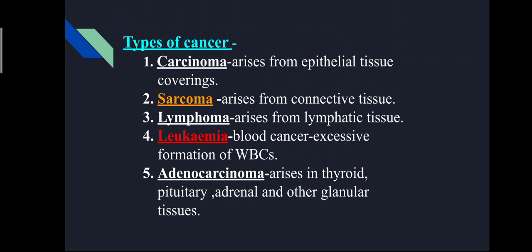Then the second type, that is known as the sarcoma. It arises from the connective tissue. It includes bone tumors or osteosarcoma, muscle tumors or myosarcoma, cancer of cartilage, that is chondrosarcoma, and cancer of adipose tissue, that is liposarcoma.